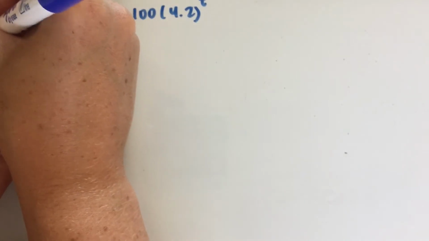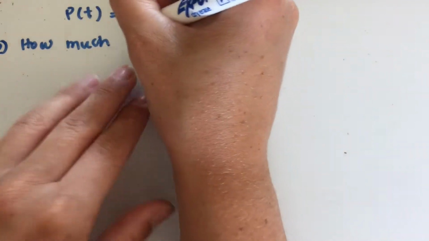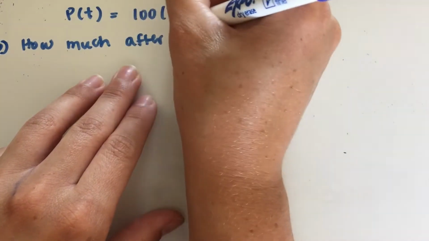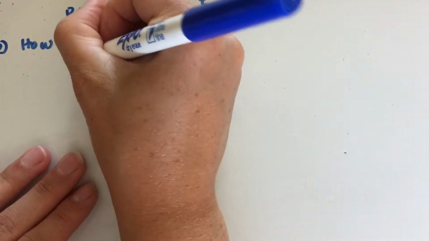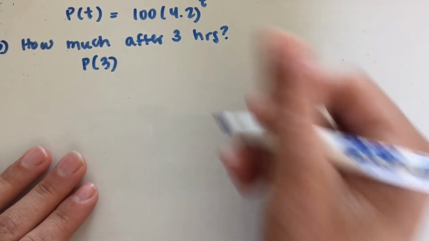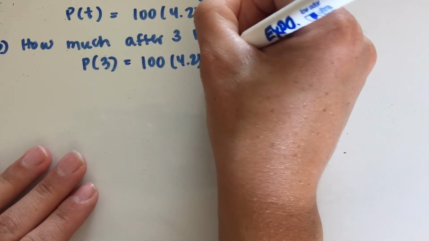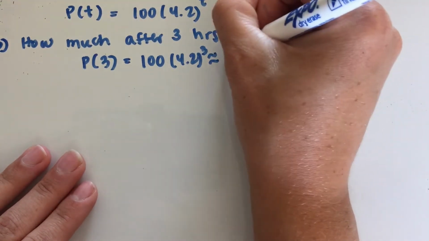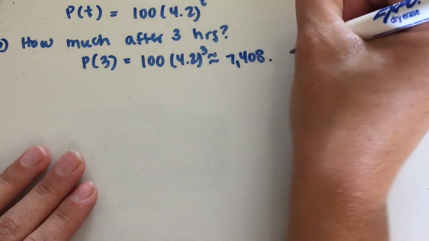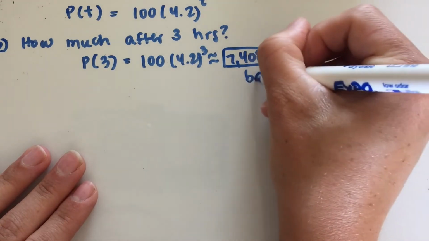Next part of the question, they're asking how much bacteria is there after 3 hours. So we will just plug in P of 3. We get 100 times 4.2 to the 3, which is approximately 7,408.8 bacteria.